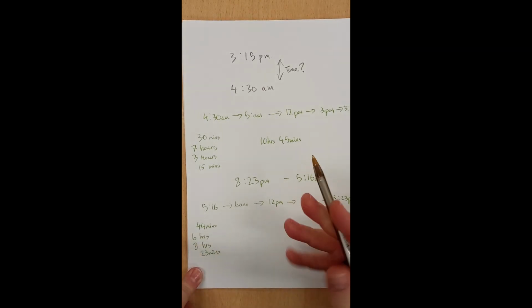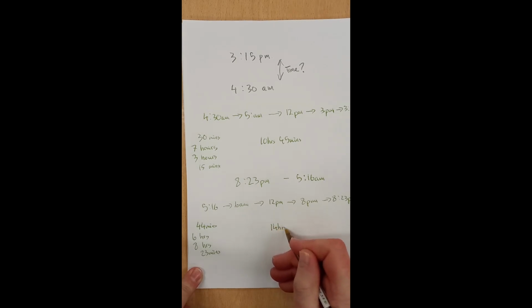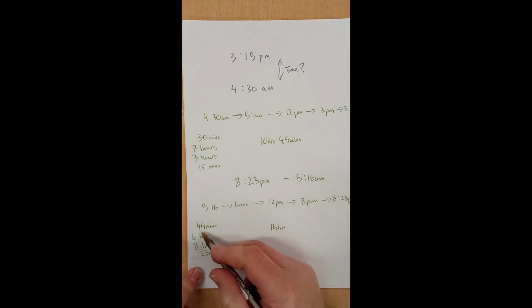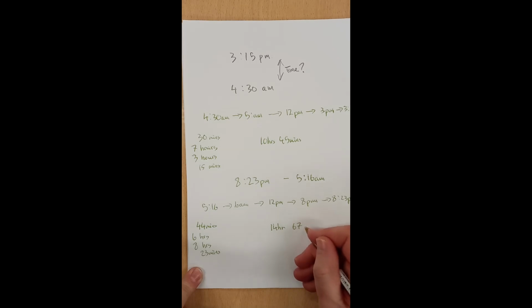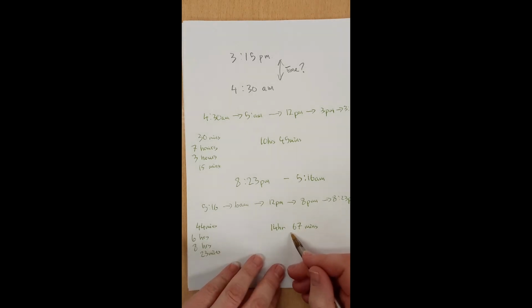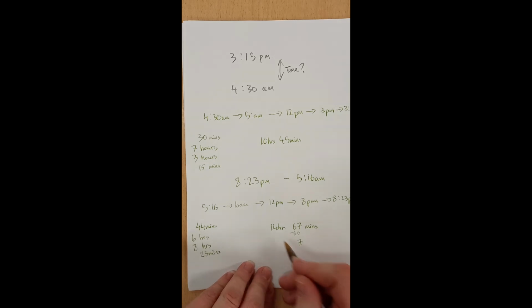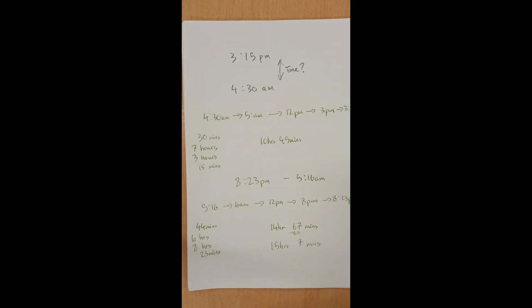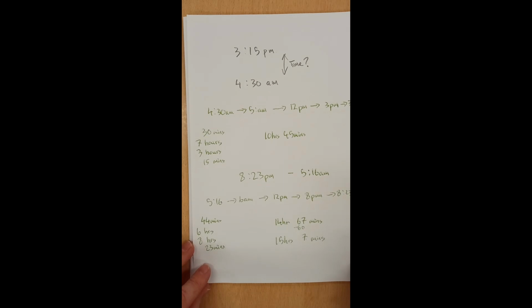8 and 6 are 14 hours. So we definitely have 14 hours. And then we have 67 minutes. That doesn't look right. There's no such thing as 67 minutes. So what we're going to do is take away a full hour and leave 7 minutes. And we're going to add the hour on. 15 hours and 7 minutes. Okay, so that's how you do the basics of this.